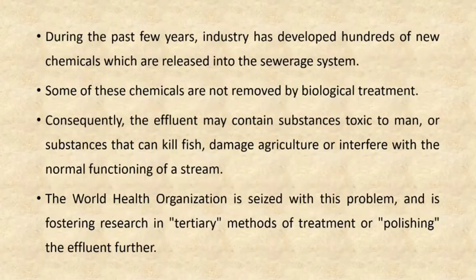During the past few years, industry has developed hundreds of new chemicals which are released into the sewerage system, and these chemicals are not removed by biological treatment. Consequently, these effluents may contain substances which are toxic to man, or substances which can kill the fish, damage the agriculture, or interfere with the normal functioning of the stream.